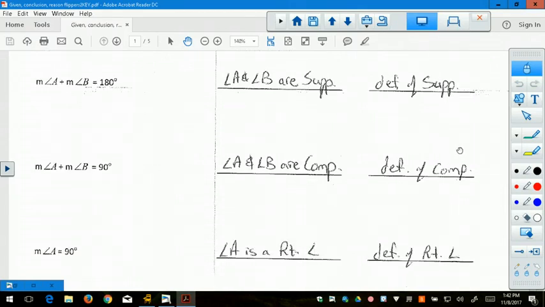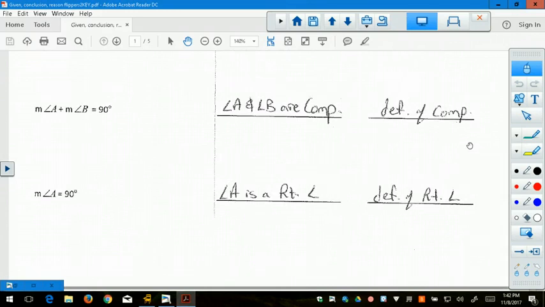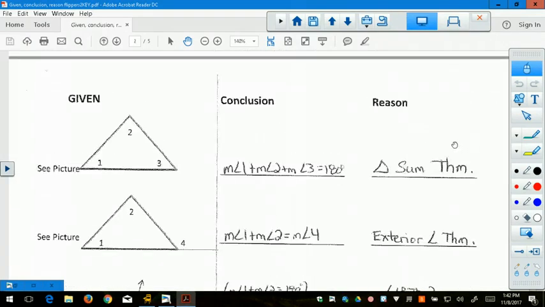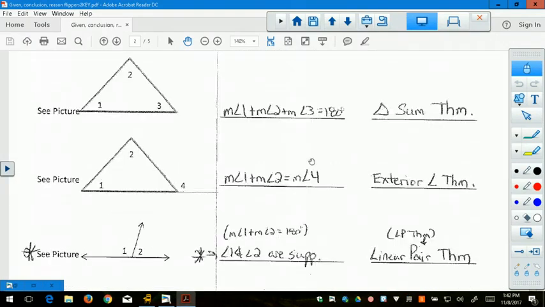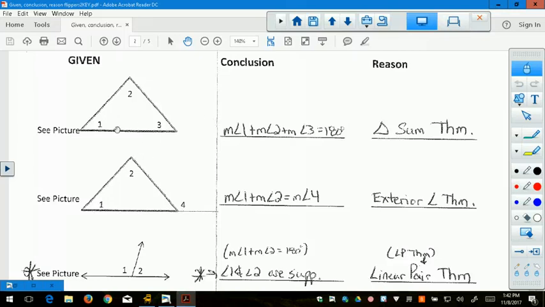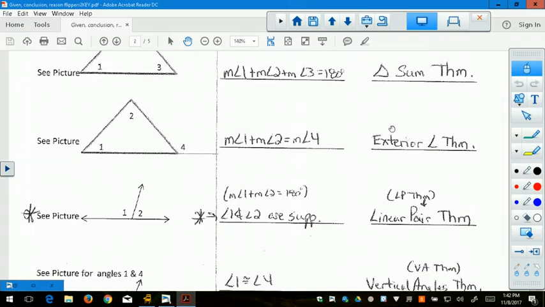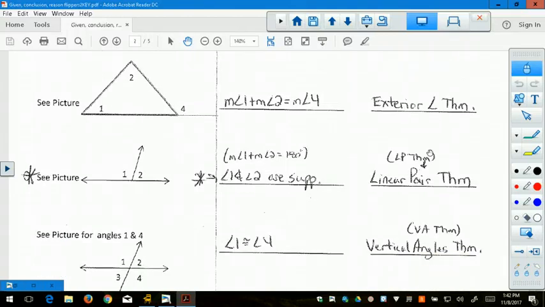Postulates and theorems are a little different. They tend to happen in a specific order. We have not covered the triangle sum theorem yet, but most of you know from your explorations in middle school that the angles in a triangle add to 180 degrees. That is the triangle sum theorem. We will be proving that in a later unit. And then we have something called the exterior angle theorem. You don't need to worry about that for proofs right now.